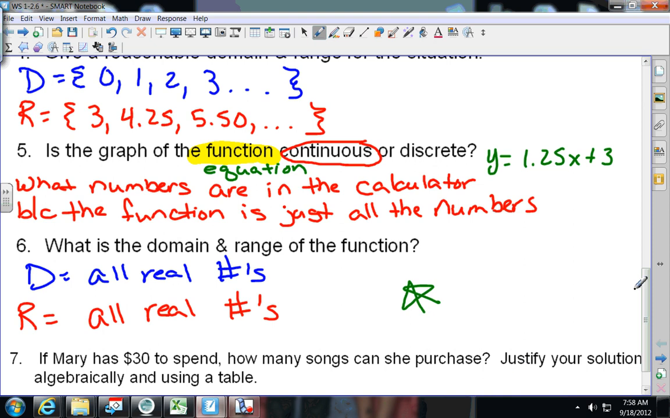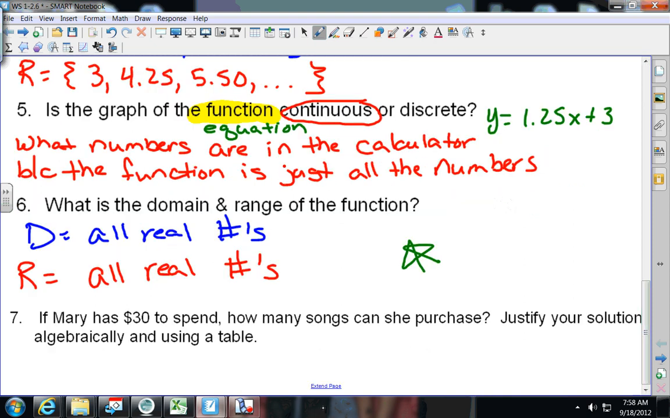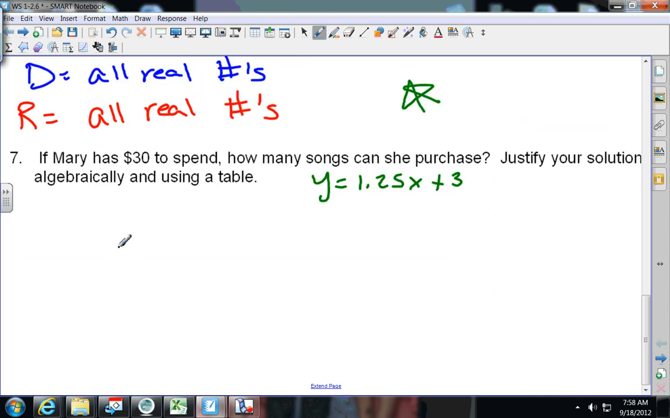Now on the next one, it says if Mary has $30 to spend, how many songs can she purchase? Justify your solution algebraically and using a table. Okay, so we know I have my equation y equals 1.25x plus 3, right? Yes, Miss Crawford. Oh, okay, great. So we're going to have $1.25x plus 3, and it has to equal $30. So we need to solve this for x right here.